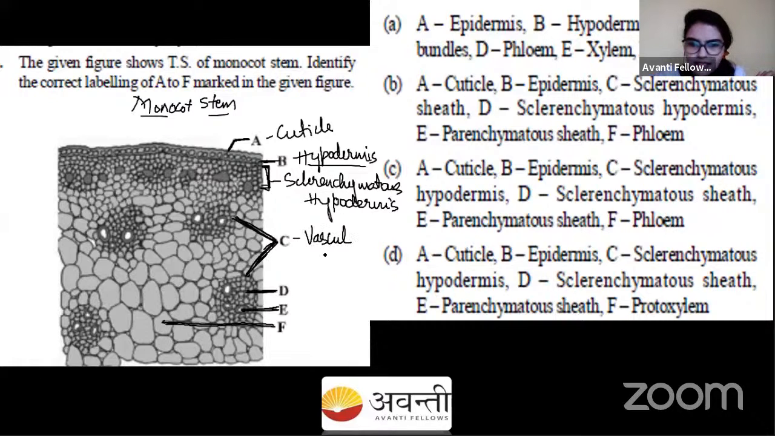Did you understand what I said? Vascular bundle. And what is this D? D is the phloem, guys. See, here there are some patches. So this is phloem. In the case of monocot vascular bundle, phloem is not prominently visible. But what is prominently visible is the xylem.